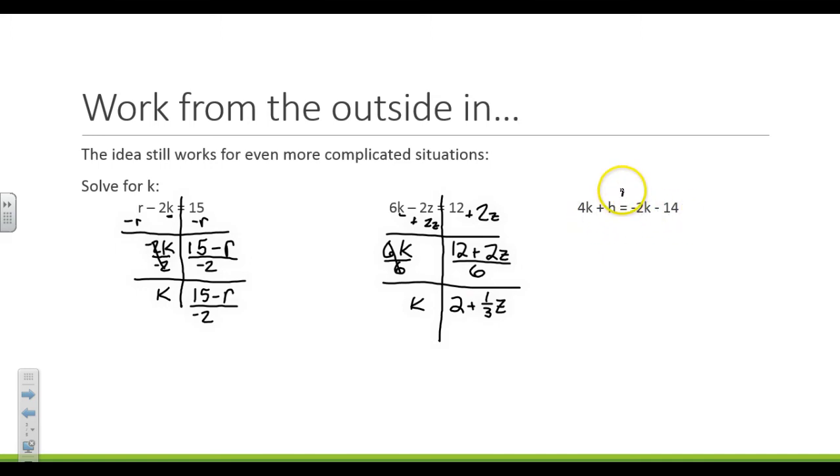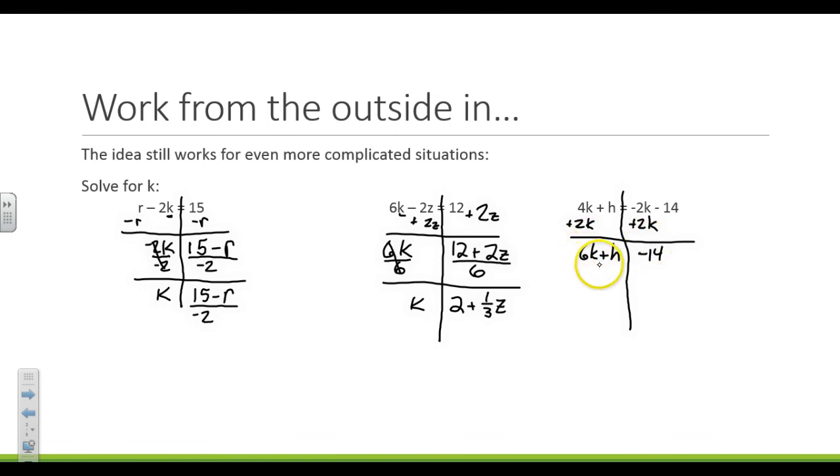We have a k on each side of the equal sign, so we need to move things around here. And I don't like negatives, so I'm going to start by adding 2k. That does not mean that that's where you have to start. It's just the way I like to do it. 4k plus 2k is 6k. We still have plus h there, and it equals negative 14.